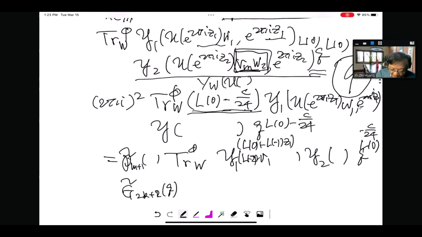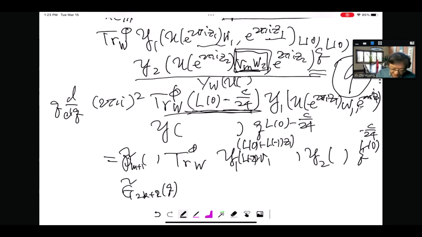Okay, and then this side becomes the derivative, like the q d/dq, right? It becomes this q d/dq, and then it is equal to the right-hand side. Okay, so here I just want to mention one subtle thing.